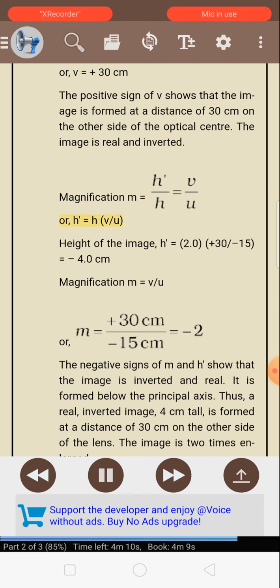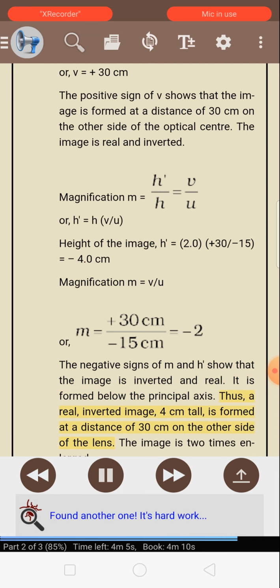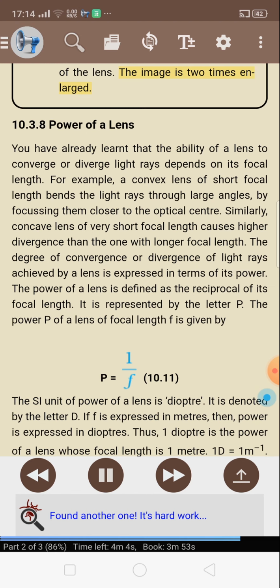Magnification m equals h'/h equals v/u. Height of the image h' equals 2.0 times plus 30 over minus 15 equals minus 4.0 centimeters. Magnification m equals v/u equals minus 2. The negative signs of m and h' show that the image is inverted and real. It is formed below the principal axis. Thus, a real, inverted image 4 centimeters tall is formed at a distance of 30 centimeters on the other side of the lens. The image is 2 times enlarged.